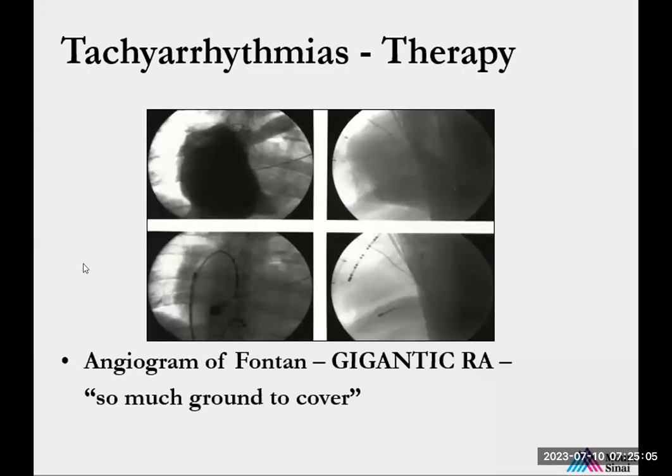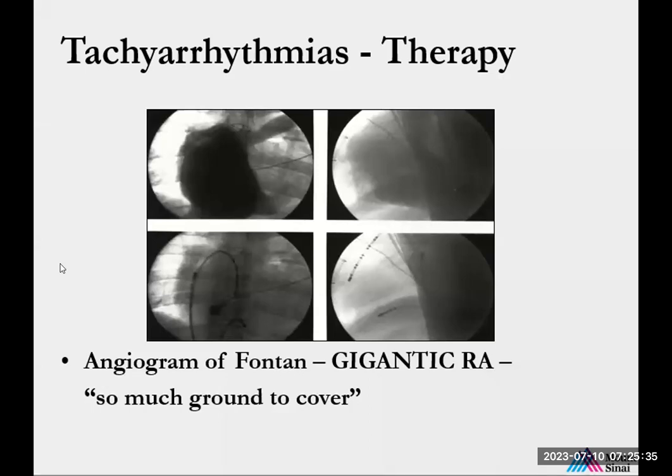When we're talking about Fontan patients, the efficacy is quite a bit less good. And there are many reasons for this when we're talking about ablating flutter. These are some old-time angiograms of Fontans, but we see how gigantic the right atrium can be in some of these patients. And so you have a tremendous ground to cover. The arrhythmia, the reentrant loop, is not in the same place in any 2 patients.